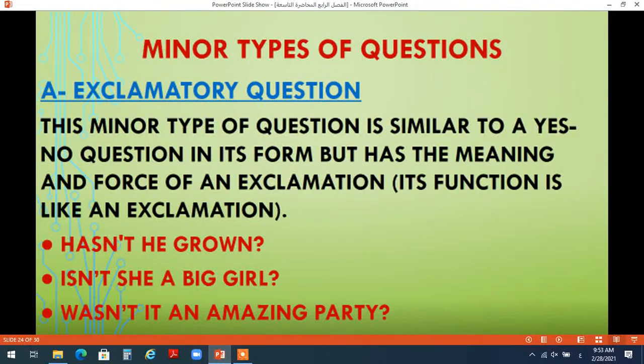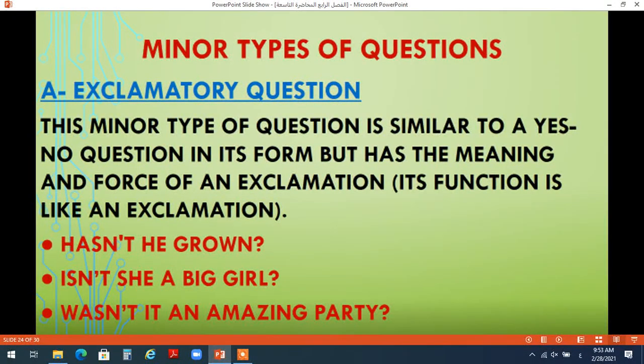Then it is followed by the subject he and followed by the rest of the sentence, and there should be a question mark at the end because this is a question. Isn't she a big girl? Again, this is an example of an exclamatory question. Wasn't it an amazing party?